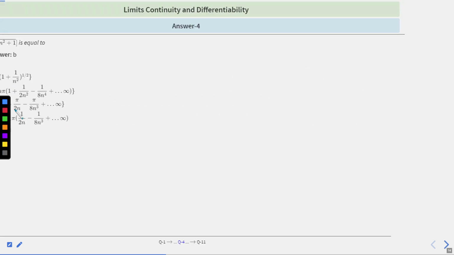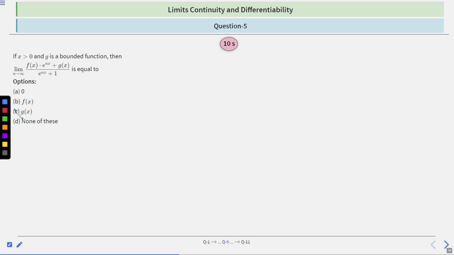Okay, let's move to the next question. Question number 5, which says if x greater than 0 and g is a bounded function, then limit n tending to infinity fx into e to the power nx plus gx upon e to the power nx plus 1 is equal to. So again, you have 10 seconds to solve this question. After 10 seconds, we will discuss the solution. Okay, let's move to the solution part.